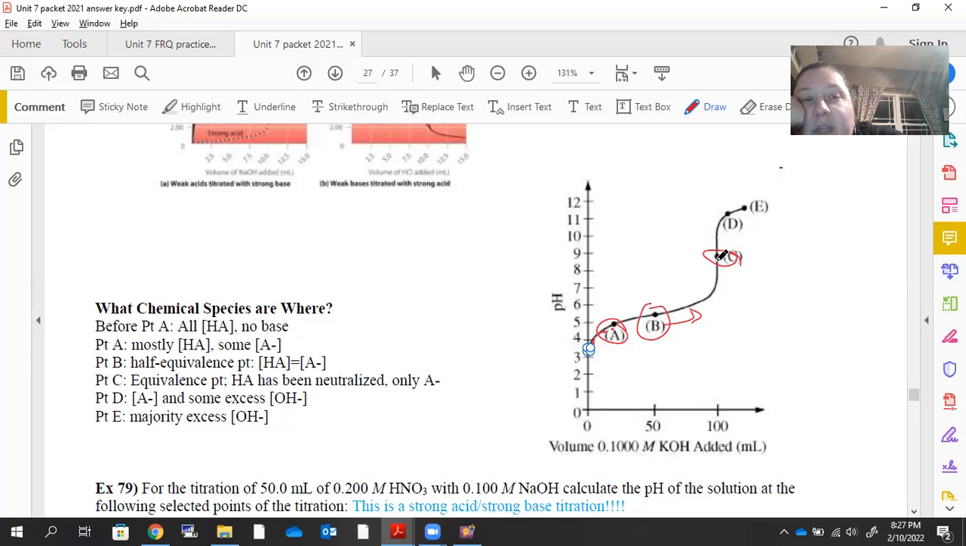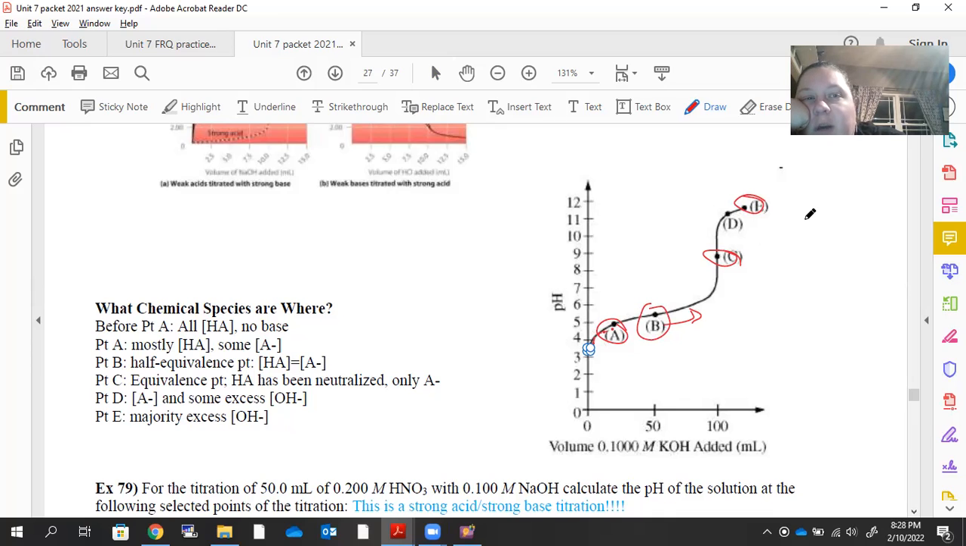Again, there's no loose H plus or OH minus concentration because they have neutralized each other at this point. Anywhere past C, any more OH minus that I add in is excess. So my OH minus concentration is going to keep increasing. My A minus concentration is not going to change at all because I've maxed it out, until I hit that maximum pH, where the majority concentration is my excess of OH minus.